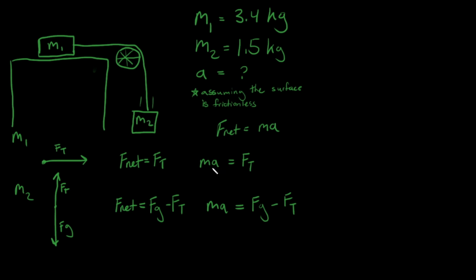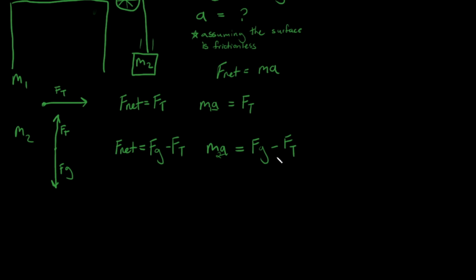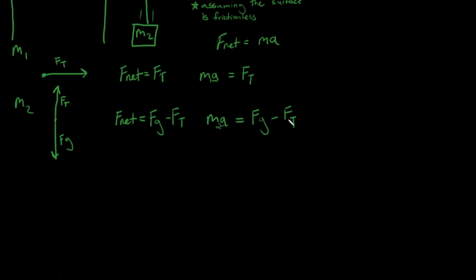Now we're looking for acceleration. I'm not really interested in force tension, so I'm going to isolate Ft so I can make the two equations equal to each other and make a system of equations. So what's that going to look like? Over here we're just going to isolate force tension, which means I'm going to add force tension and subtract F net. So this ends up looking like Ft is equal to Fg minus M2a.